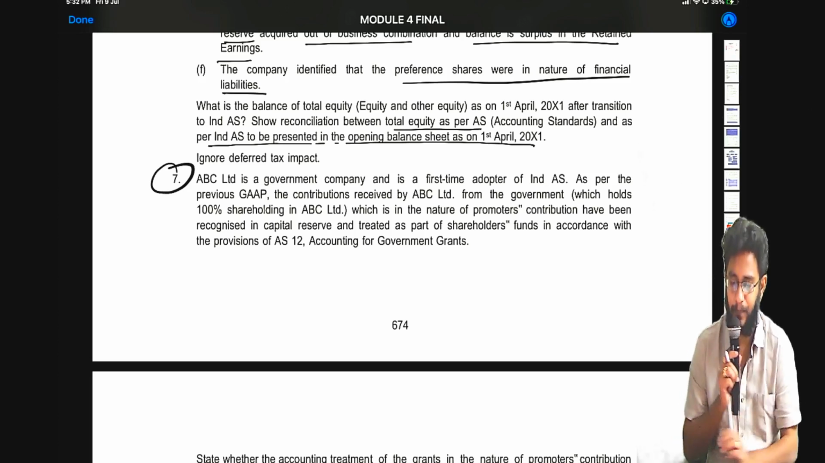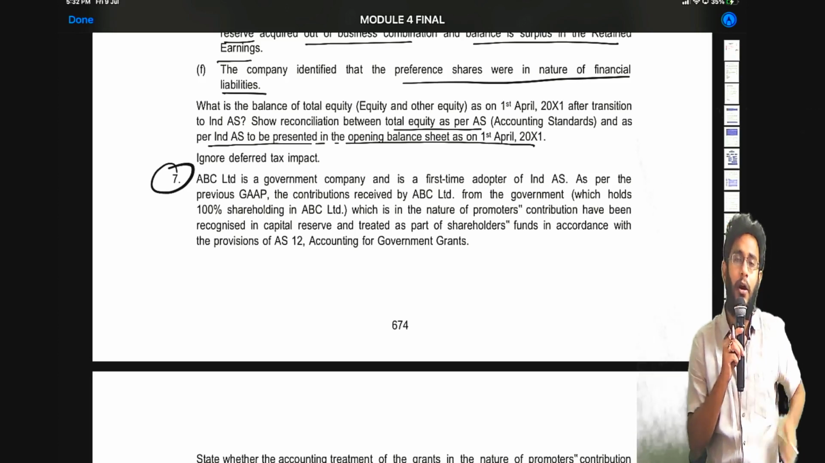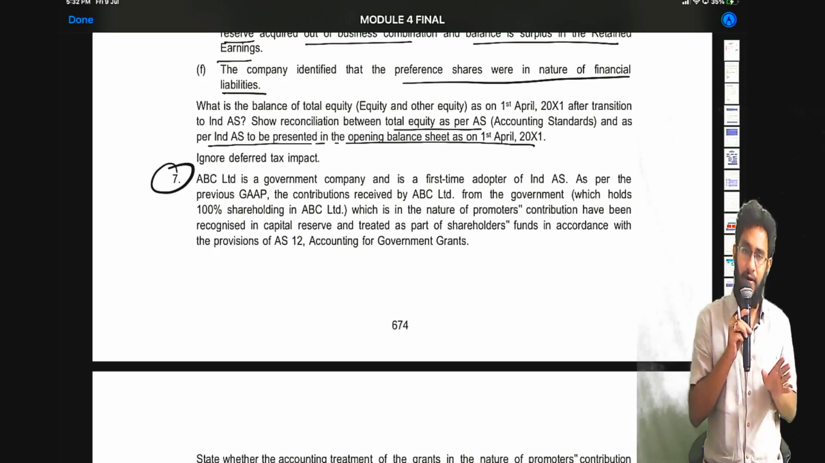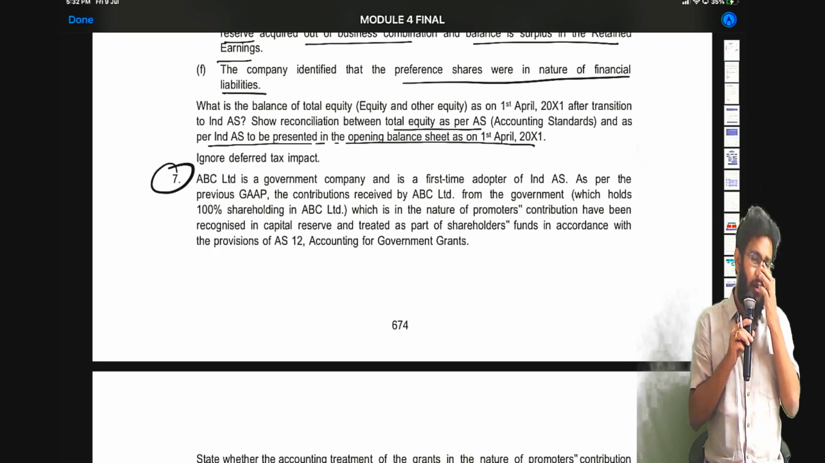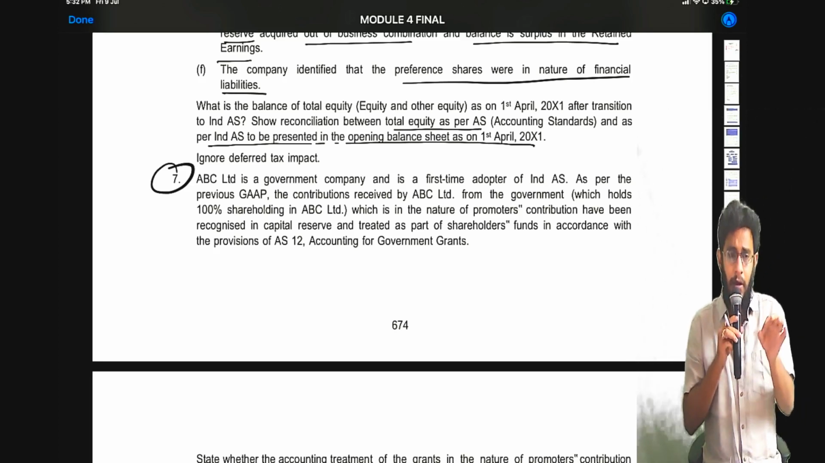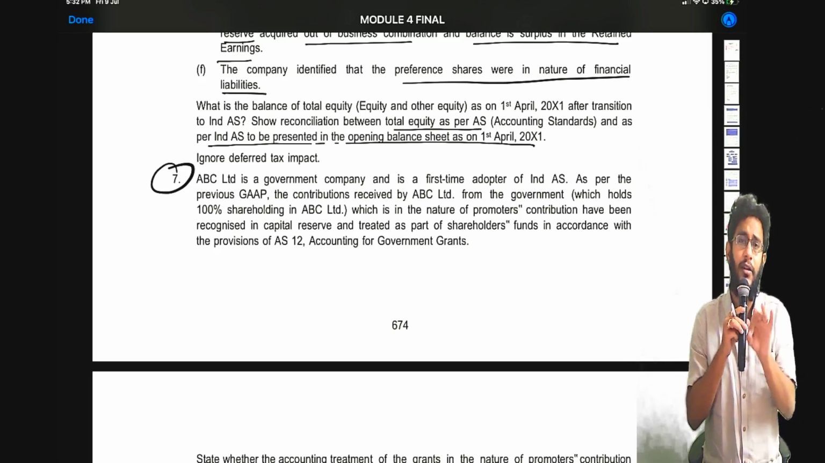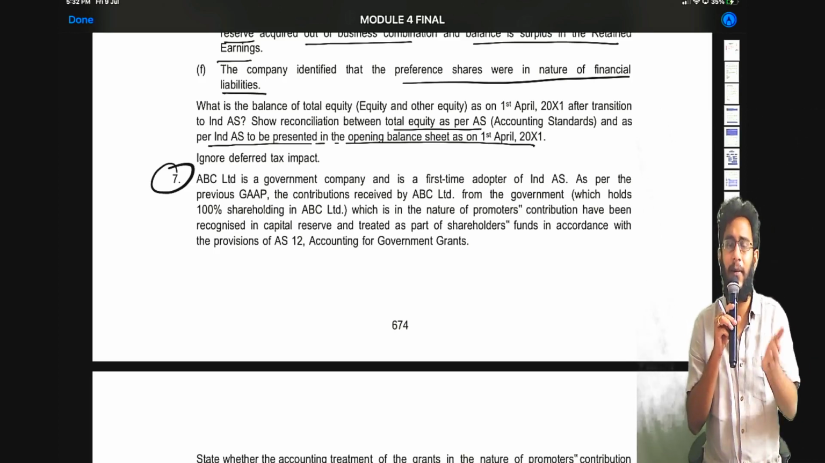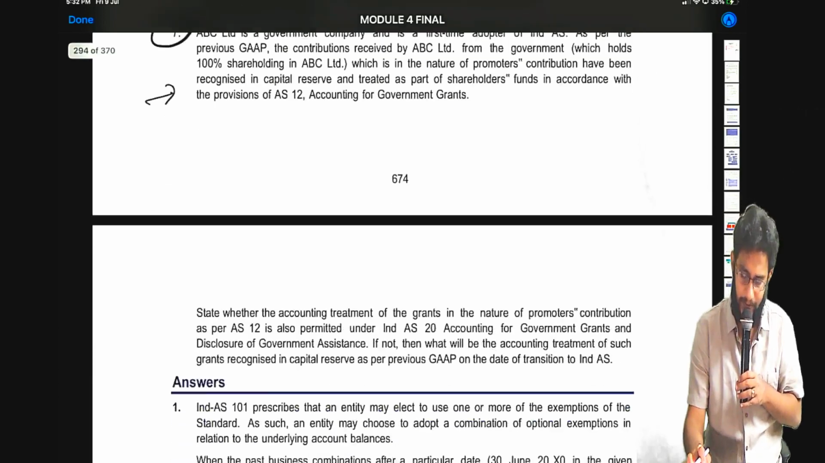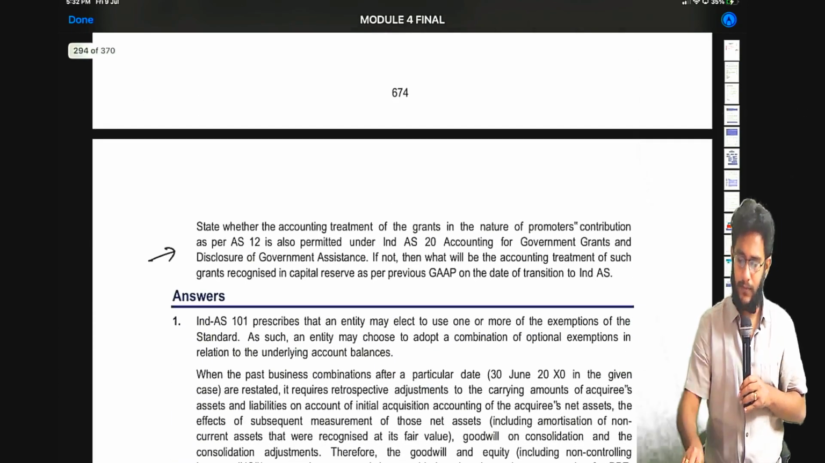Oh, stop there. Sir, I am ABC, I am a government company. From the government we received some funds. That funds, as per AS 12, we have treated like government grant in the nature of promoter contribution, and we parked it completely under the heading of capital reserve. The existing treatment.